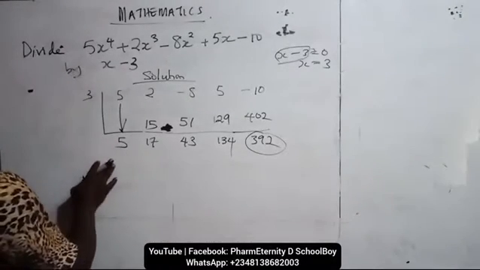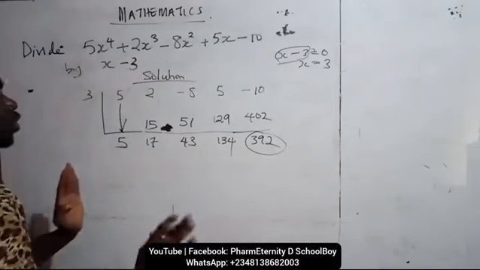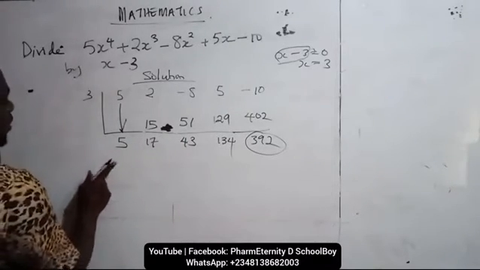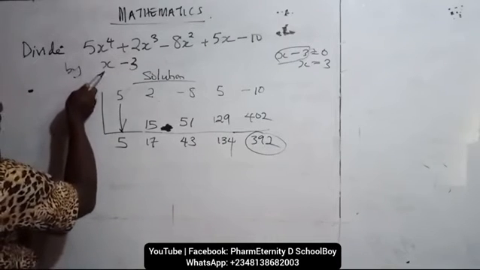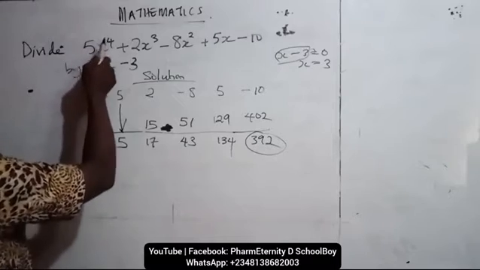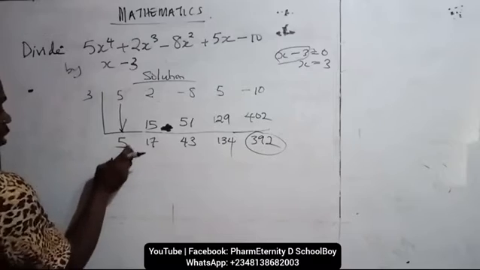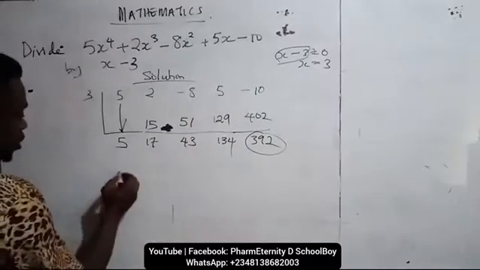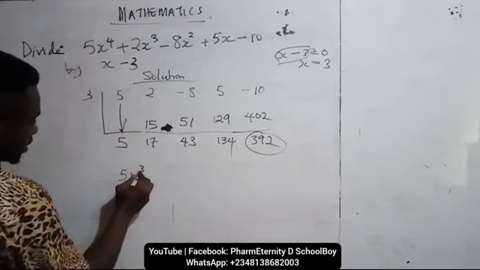Remember, we removed x and dealt with coefficients. Now we bring back x again. How do we do that? What should be here? Watch out. X has already divided x raised to the power 4, so what should remain here is x raised to the power 3. So this 5 is the coefficient of x raised to the power 3. So we have 5x raised to the power 3.